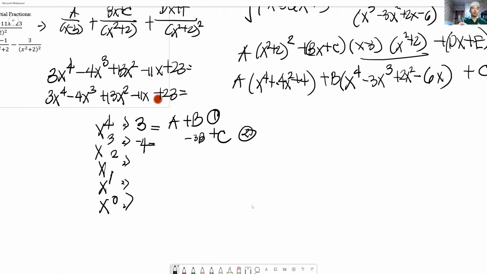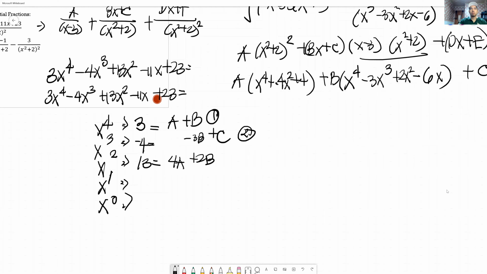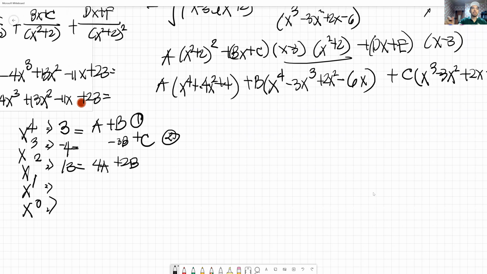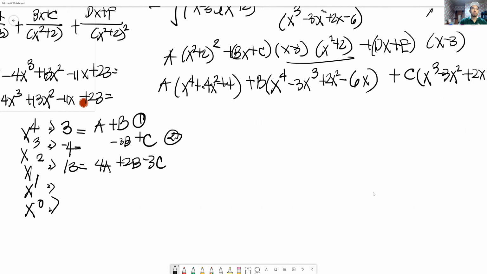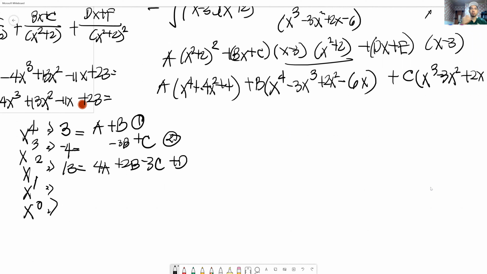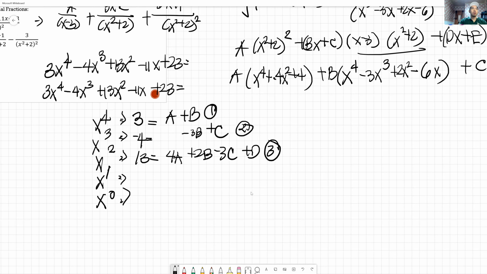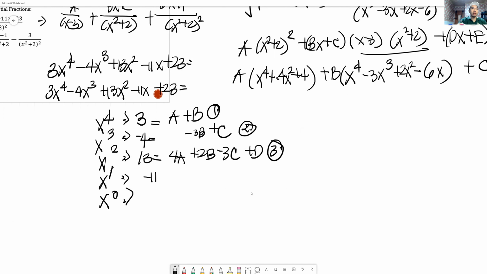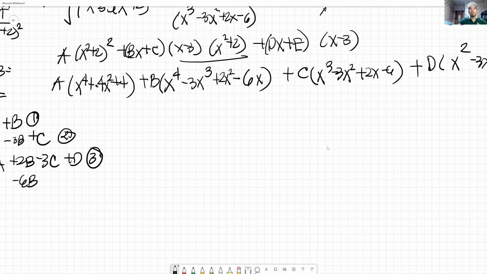So for x squared, we have 13 equals 4a plus 2b minus 3c plus d. Let this be our third equation. So for x, negative 11 is equal to, none here, minus 6b plus 2c.